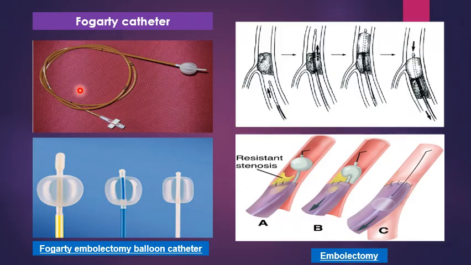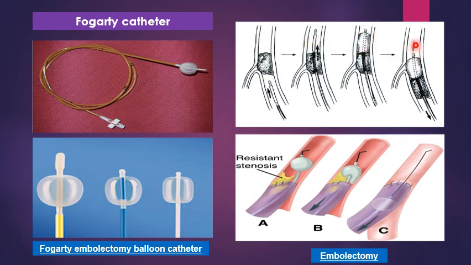Okay, this is a Fogarty catheter. You see the catheter here. At the end here is a balloon. Okay, so this balloon is deflated. Usually it is deflated first. Okay, these are various sizes of the Fogarty catheter. And then you insert the catheter. This is a thrombus here. You insert the catheter past the thrombus. After it has gone past the thrombus, you blow up the balloon.